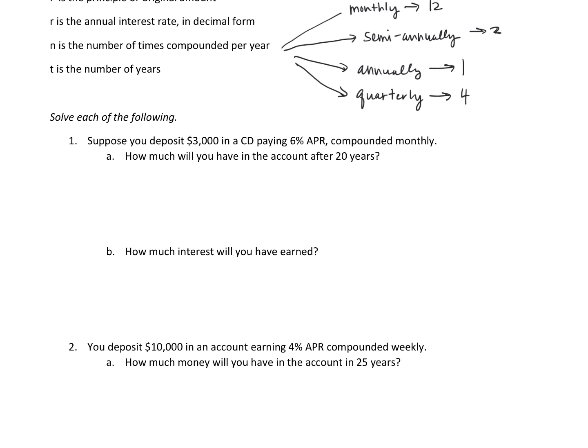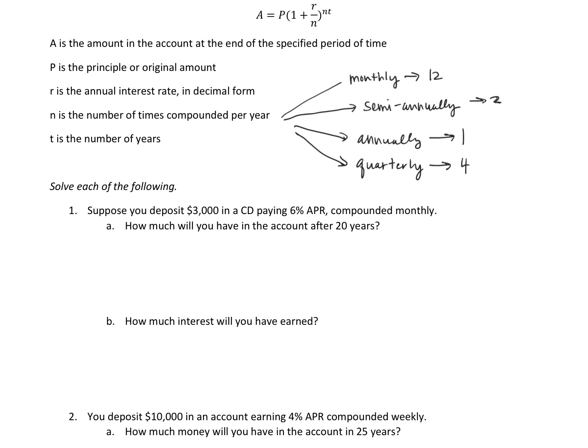So for the first one, suppose you deposit $3,000 in a CD paying 6% APR compounded monthly. We have two parts. Part A, how much will you have in the account after 20 years? And part B, how much interest will you have earned? So let's look at the formula and see what we actually have. So here's the formula. Okay, so how much will you have in the account after 20 years? So I'm trying to find A.